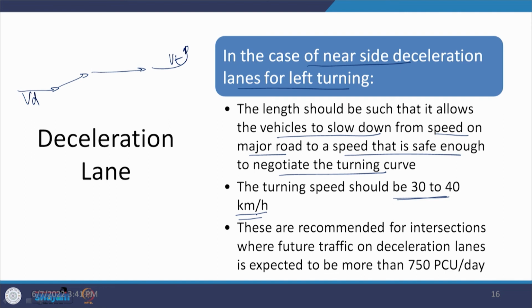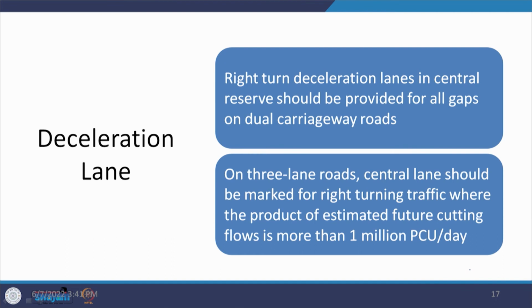And another thing, in the same way as in the case of the acceleration lane, it defines when it is warranted to provide that lane. Here also it says that if the traffic which is going to take this particular turn is more than 750 PCUs per day, then we should provide this deceleration lane. Now, right turn deceleration lanes in the central medians should be provided for all gaps on dual carriageway roads. If there is a 3-lane road, then the central lane should be marked for right turning, where the product of estimated future cutting flow is more than 1 million PCUs per day.